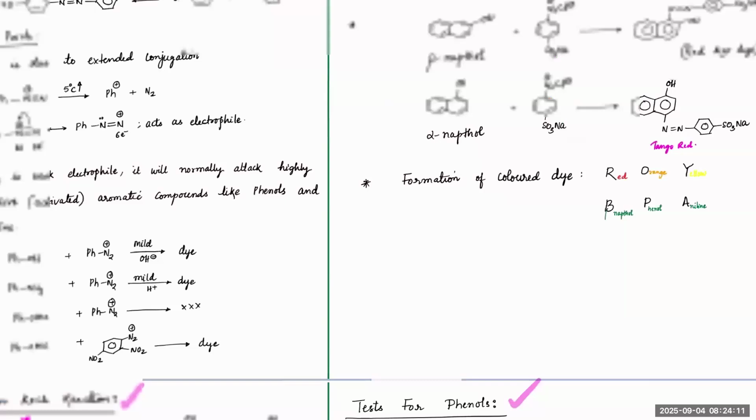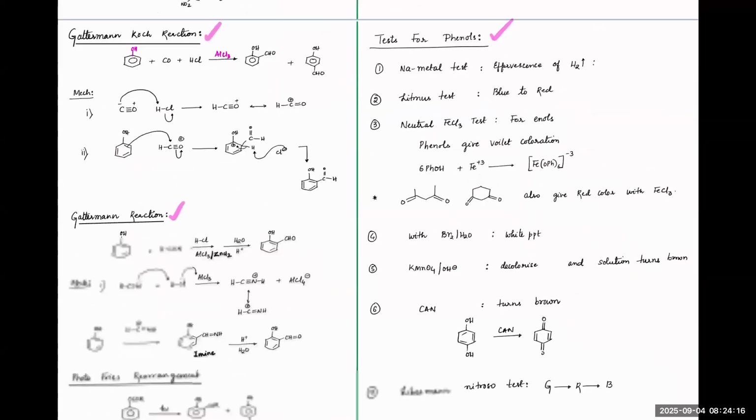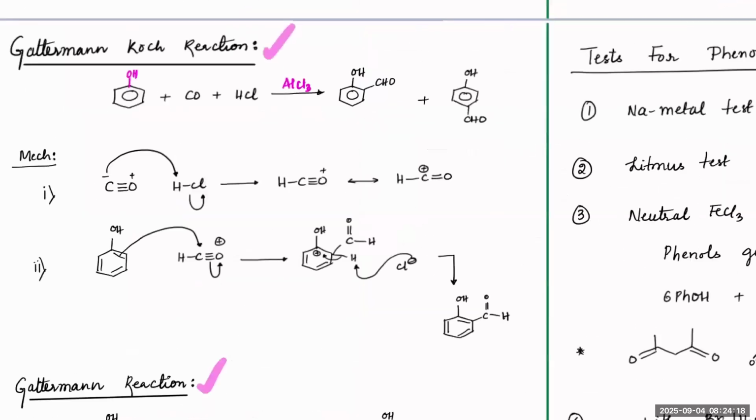Clear with coupling reaction, beta? Yes, sir. Right. Next, Gatterman-Koch, Gatterman reaction. These are very similar reactions which we have done earlier for benzene. Here we are doing it for phenol. So phenol, when you react with carbon monoxide plus HCl in the presence of AlCl3, at this position, or this position, you will have an aldehyde group.